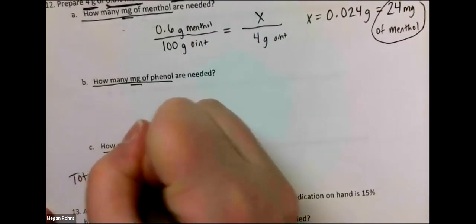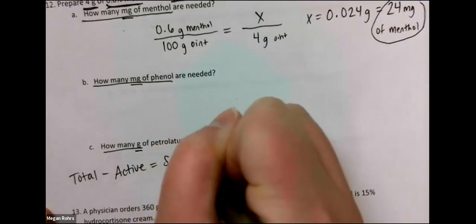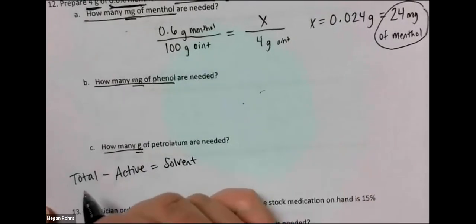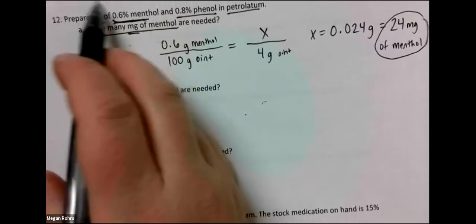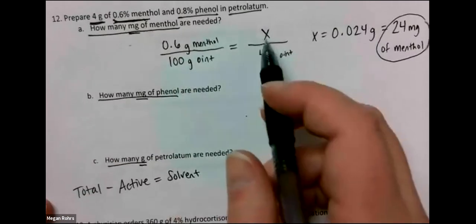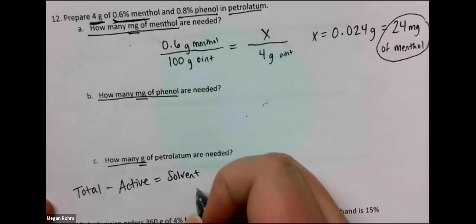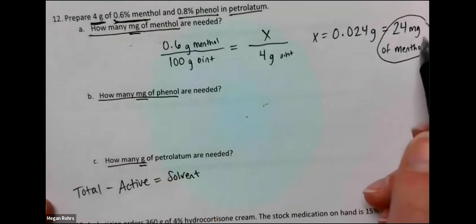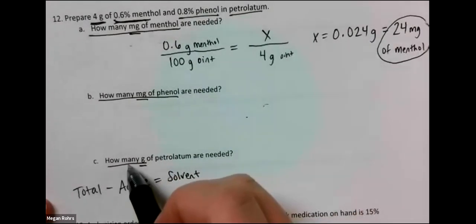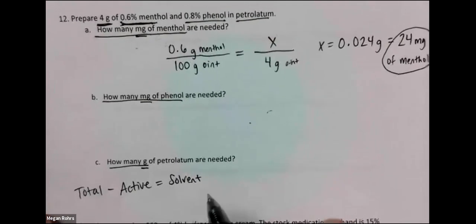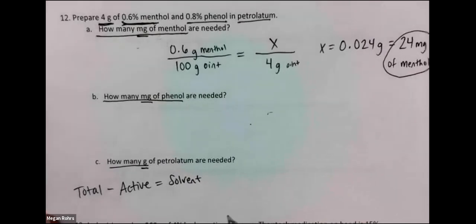Because remember, we always take our total minus our active. That's going to give us our solvent. But remember, we have 2 active ingredients here. So you're going to have to take your total, which remember, we're preparing a total of 4 grams, minus both of your active ingredients here. That's going to give you your solvent. Now, your active ingredients are going to be listed in milligrams. They are asking for how many grams of solvent are needed. So you're going to have to know how to do conversions there as well. So go ahead and solve number 12 now before you move on to number 13.